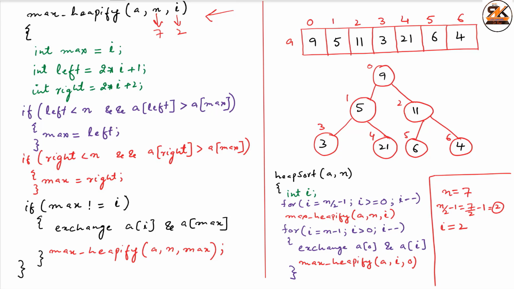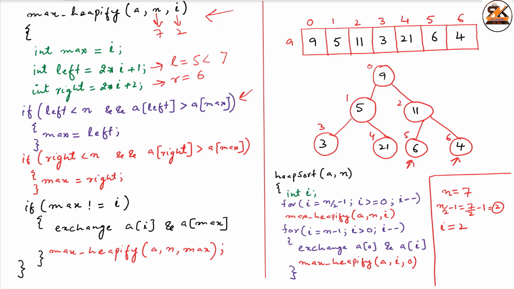Now what we do here is calculate left equal to 2 into I plus 1, that is 2 into 2 plus 1, that is 5, and right is calculated as 6. So we have seen here the left child is this and right child is this, calculated here. Then next we check in this statement, if left is less than n, yes, left has value 5, it is less than 7, that's true.